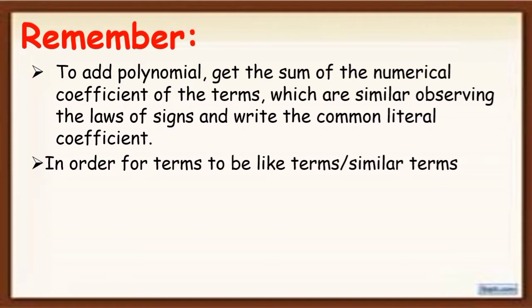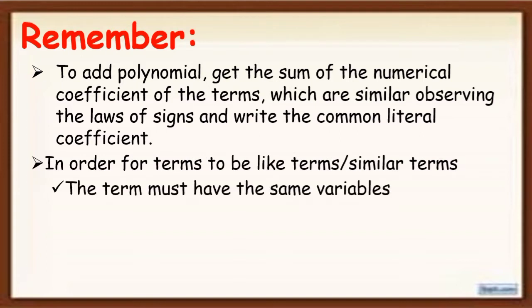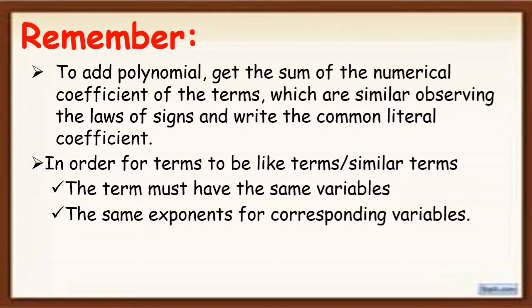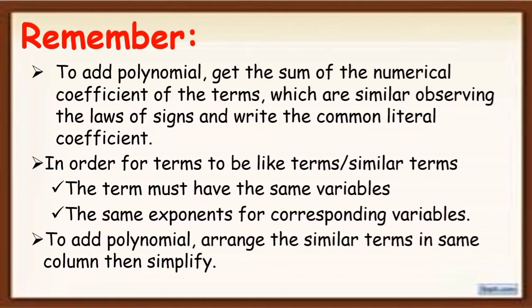In order for terms to be like terms or similar terms, first, the terms must have the similar variable. They should have the same exponent for corresponding variables. And also, to add monomials, arrange the similar terms in the same column, then simplify.